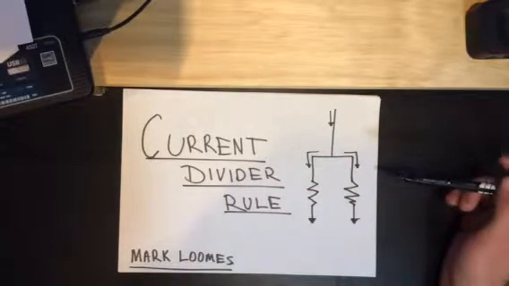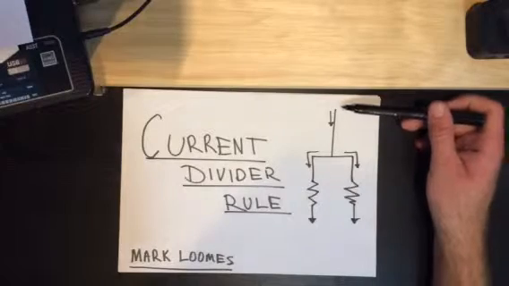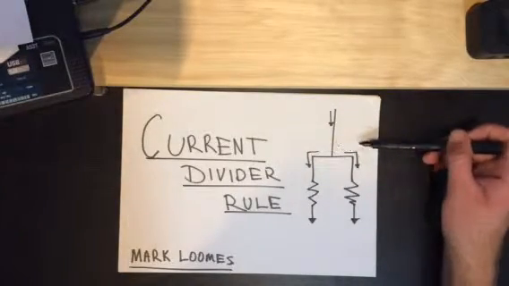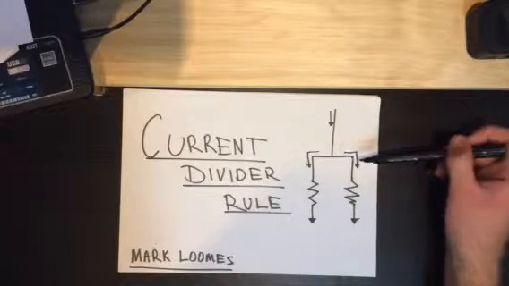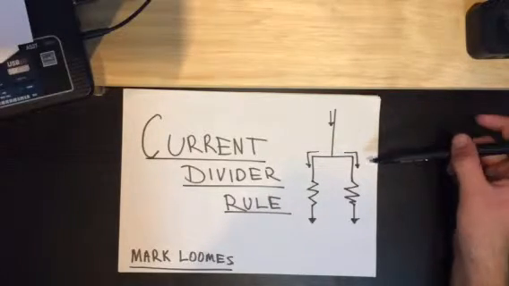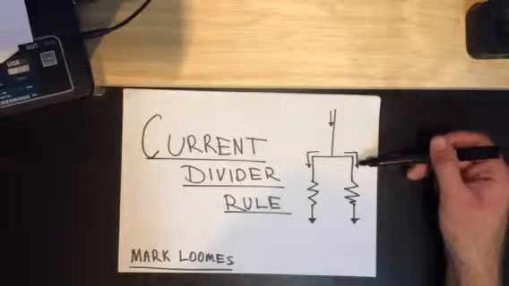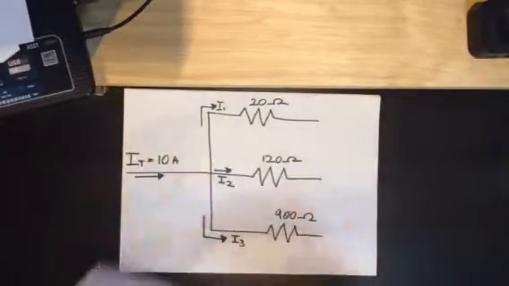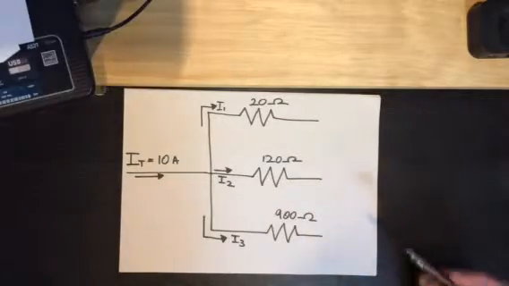So the current divider rule helps us to calculate how a current source comes into a system and then splits into two or more paths, and we can use the equation to calculate how much current goes down an individual path. So let's look at a problem here.